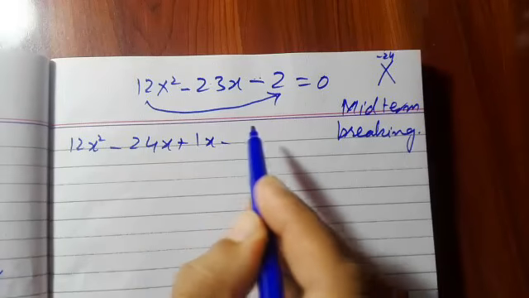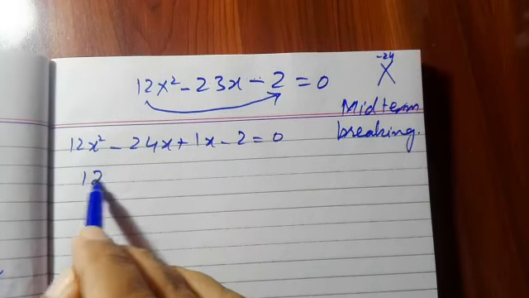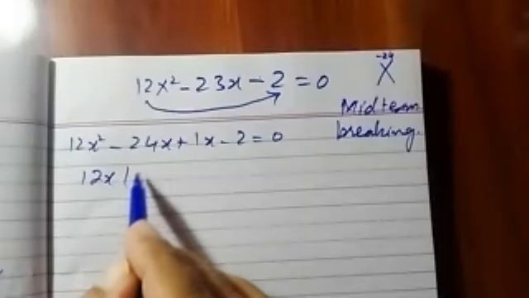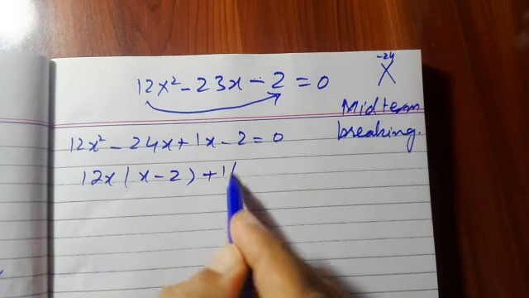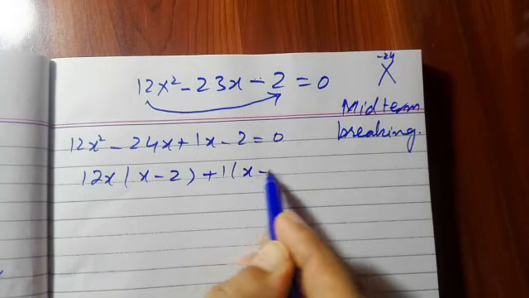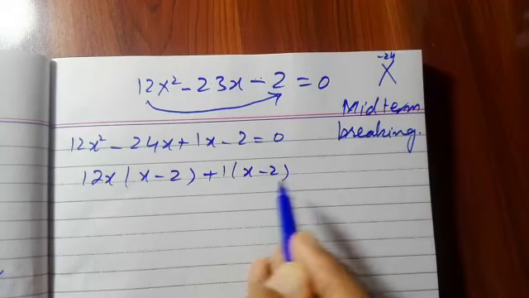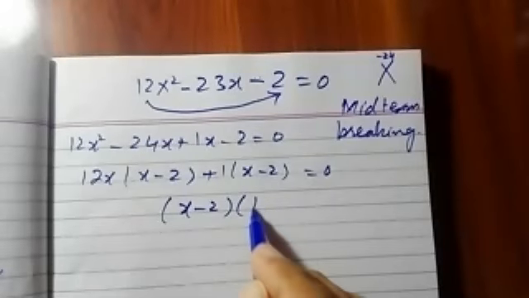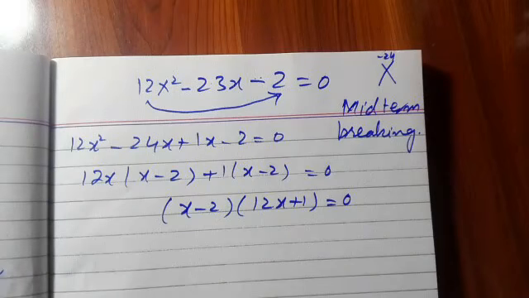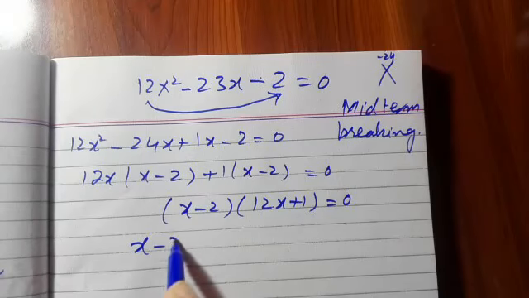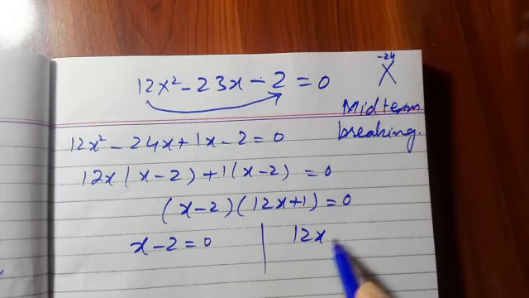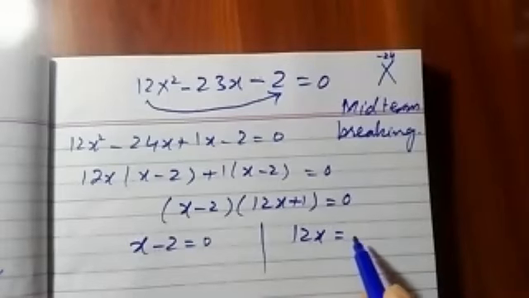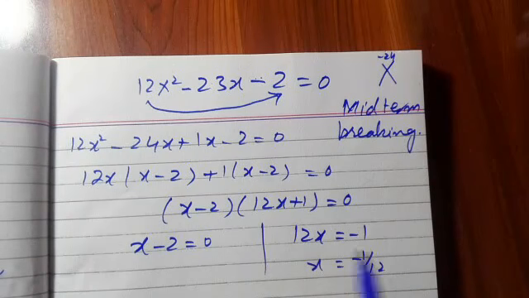So x minus 2 plus 1 time will become x minus 2. So the factors will become x minus 2 and 12x plus 1. So this will complete the factorization. Once the factorization is done, you have to find the values of x one by one, separately. So this is how you will find the values. x equals to 2. So in this way, you will first find the values of x.